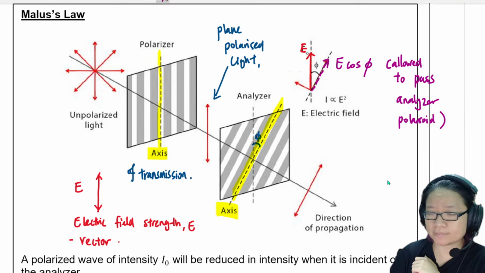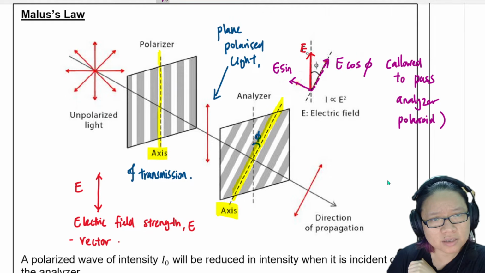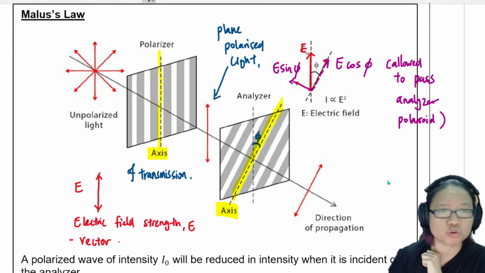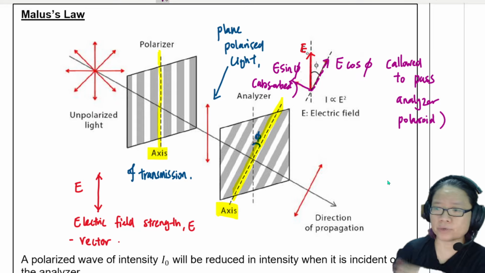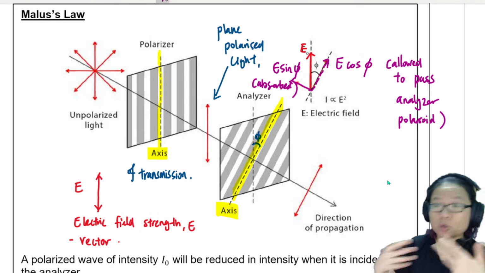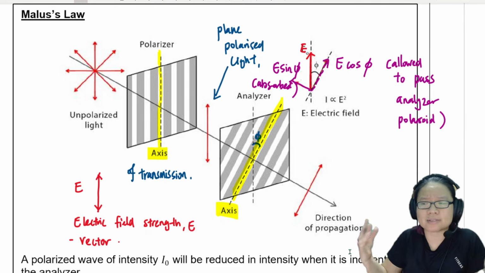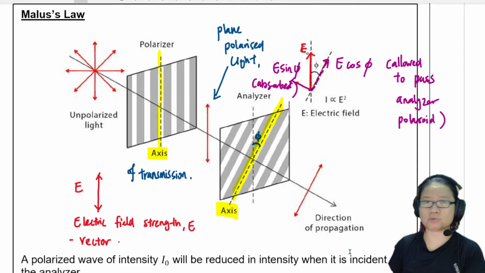Teacher, what about the other one? This one here. This E sin phi, this one is absorbed. So it doesn't pass. It will attenuate. Basically, it will lose energy. Maybe the Polaroid will get a bit hot if it's very intense sunlight. I don't know. But generally speaking, the energy is absorbed. So only this one is allowed to pass.